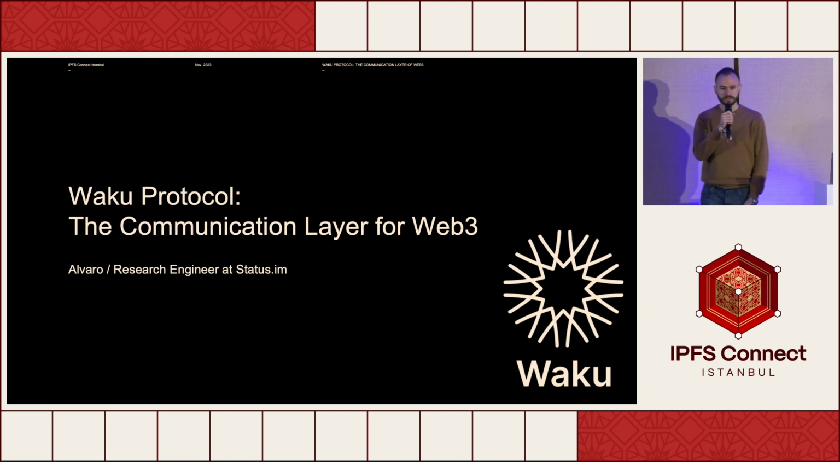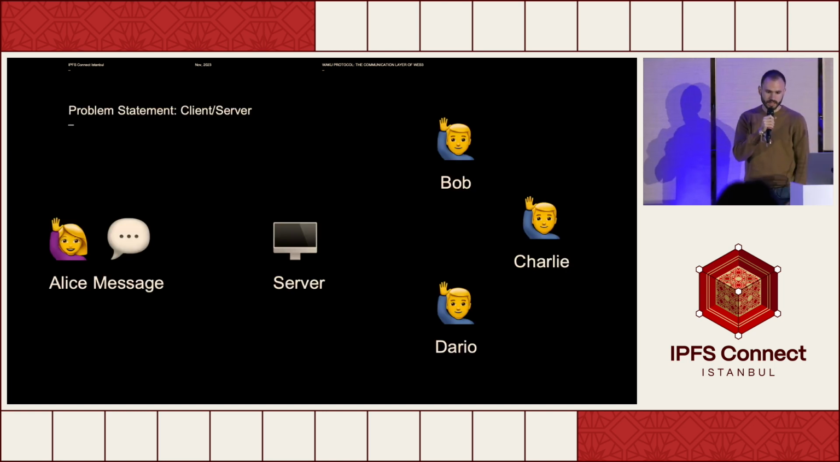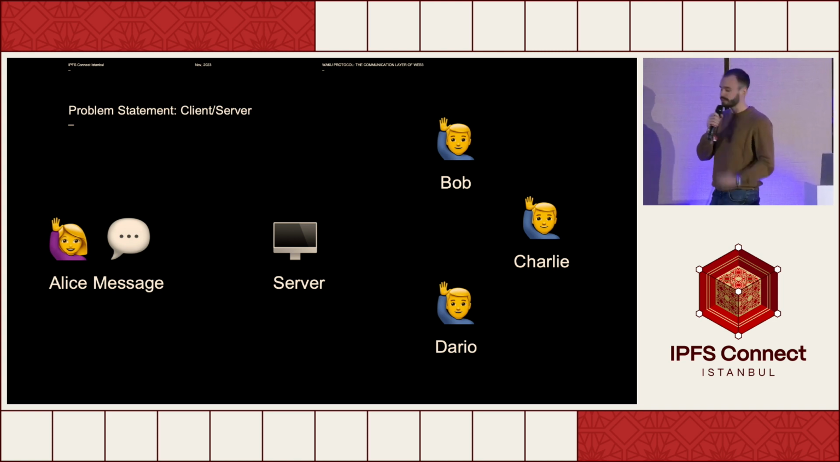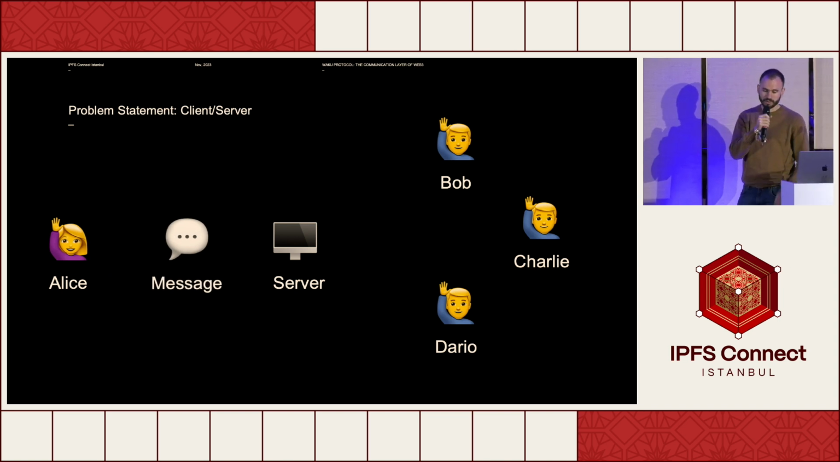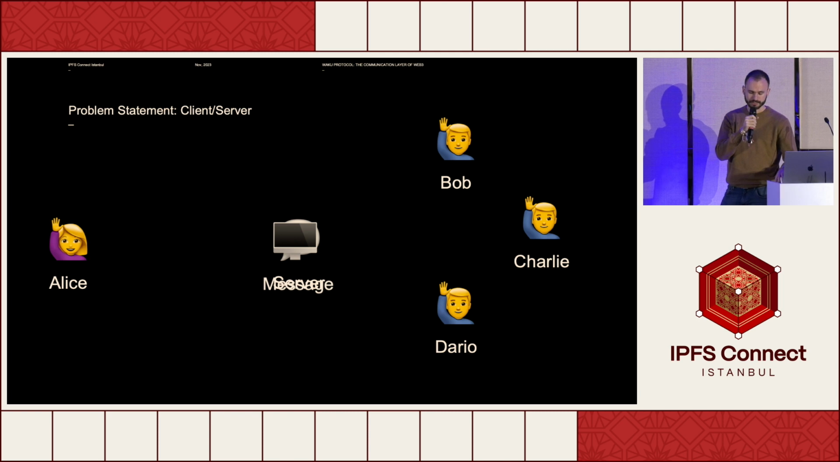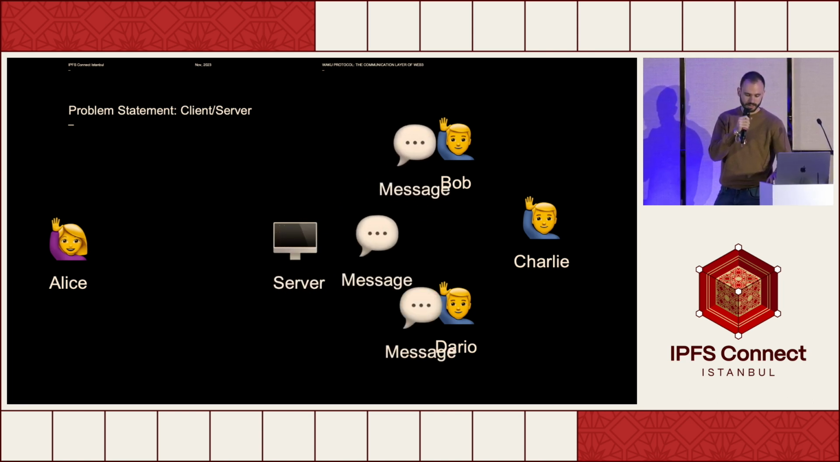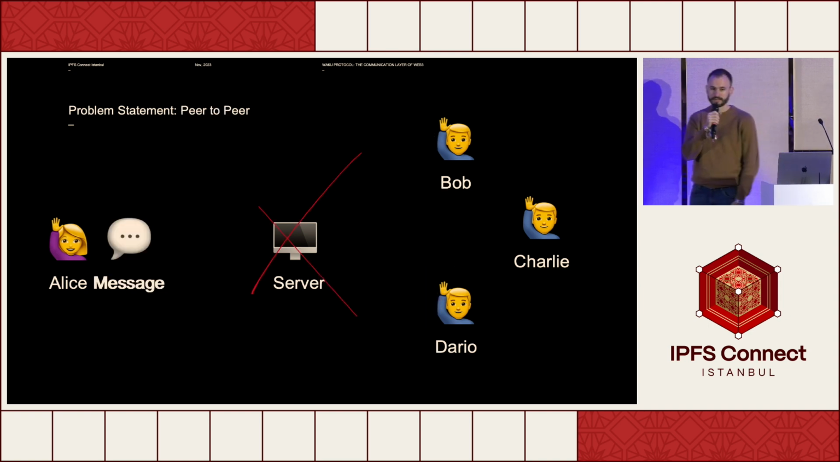But today I came to talk about the Waku protocol, which we believe is going to be the communication layer of Web3. So let's start with the problem statement. We have Alice that wants to send a message to Bob, Charlie, and Dario, right? This is solved with a server. Alice sends this message to the server, and then the server replicates it and sends it to Bob, Charlie, and Dario, and that's it, right? But as you imagine, we don't want a server in the middle.